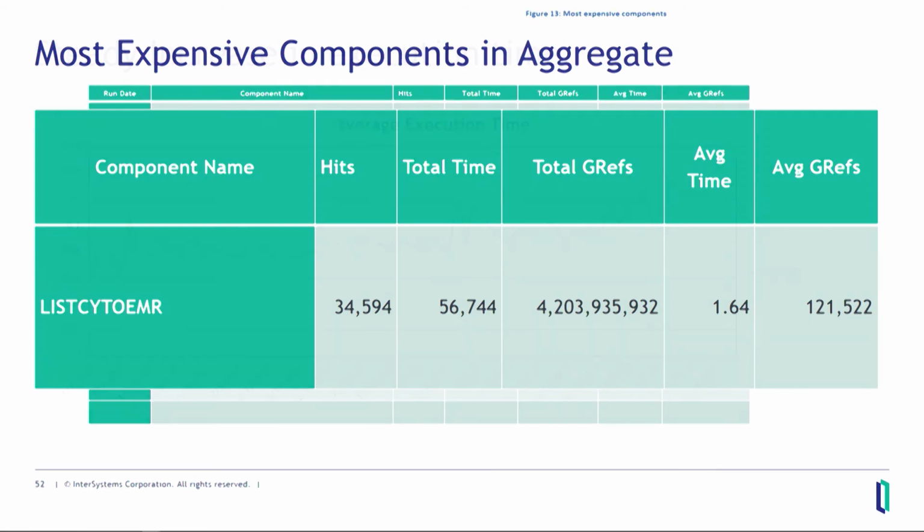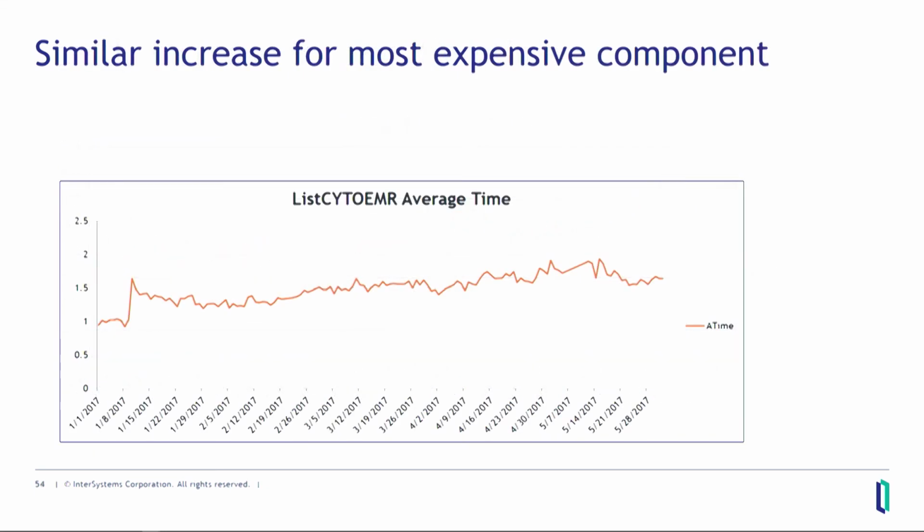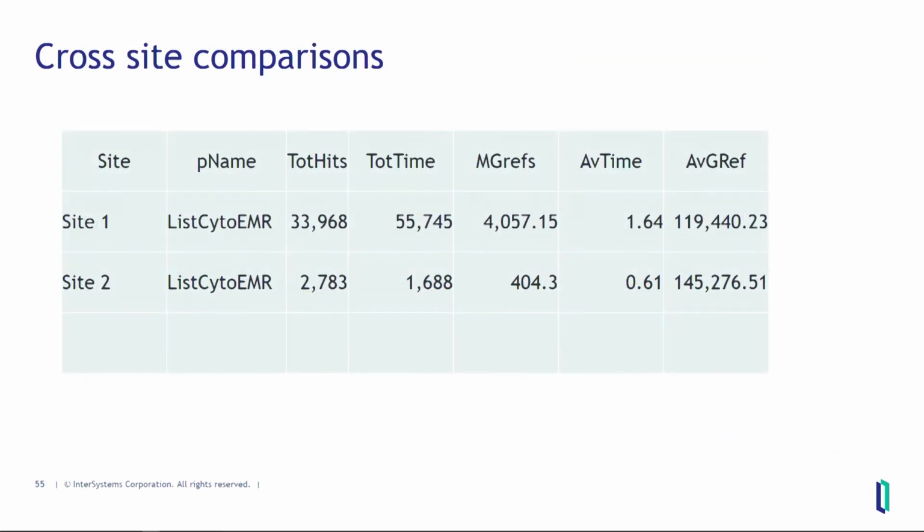Another thing we did is look at the average response time across the system over time, and we get this steady upward trend. List Cyto EMR, which is that top one, still has this upward trend. We compared this site with another site and found there's still a lot more global references, but maybe this isn't a very good comparison because it's called a very different number of times on this occasion. We looked at the disk space being used, and we got this.